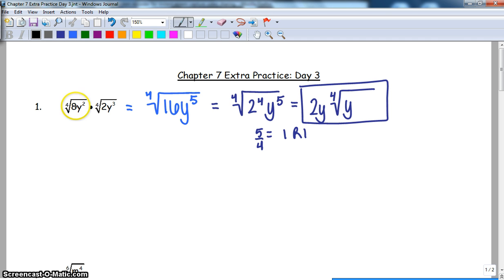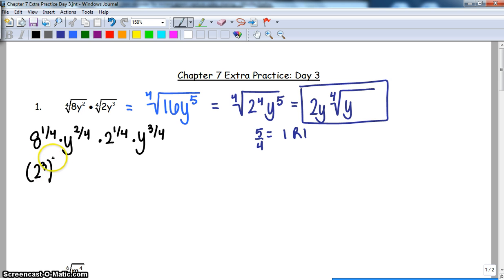Now if you don't like that, you can go ahead and use exponents. So this is 8 to the 1/4 power times y to the 2/4 power times 2 to the 1/4 power times y to the 3/4 power. 8 is just 2 cubed. And you should notice that these y's have the same bases, so you can add the exponents together. 2/4 plus 3/4 is 5/4.